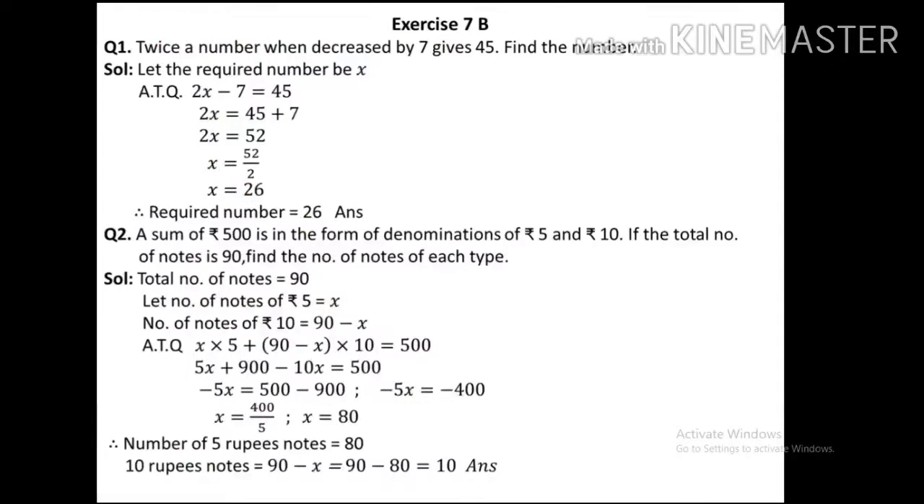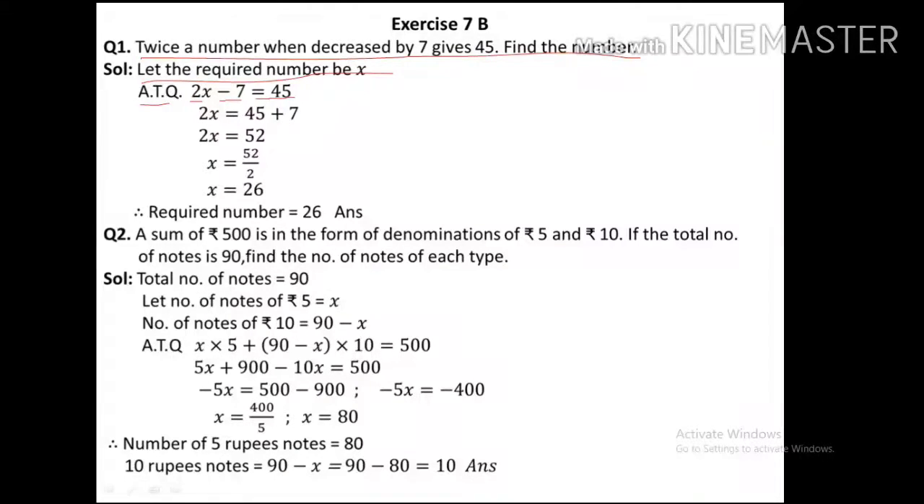Now come to the next one, that is exercise 7b, question number 1. Twice a number when decreased by 7 gives 45, find the number. So let the required number be x, we have to suppose. According to the question, twice a number means 2 times a number, the number we already supposed is x. Decreased by 7 means minus 7 gives us 45, we will write equals 45.